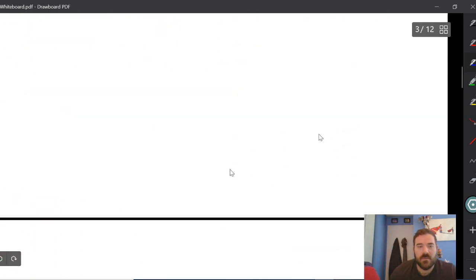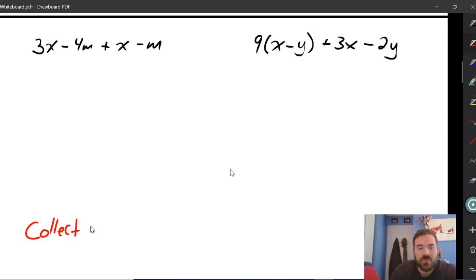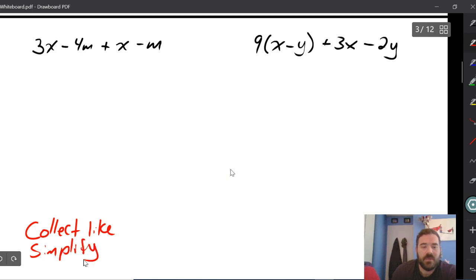All right. So let's try our first expression where we have to collect like terms. And the word collect like terms, collect just means to add or subtract all the like terms. So collect like terms, you might also see simplify. These just mean add or subtract like terms.